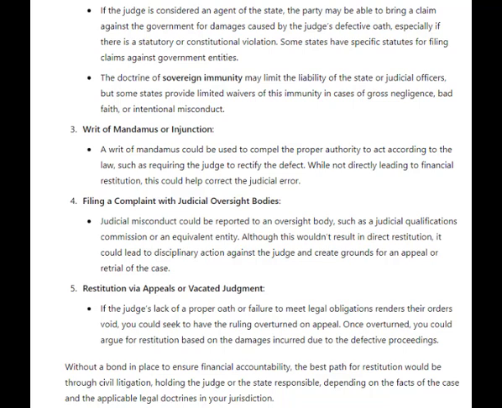3. Writ of mandamus or injunction. A writ of mandamus could be used to compel the proper authority to act according to the law, such as requiring the judge to rectify the defect. While not directly leading to financial restitution, this could help correct the judicial error.